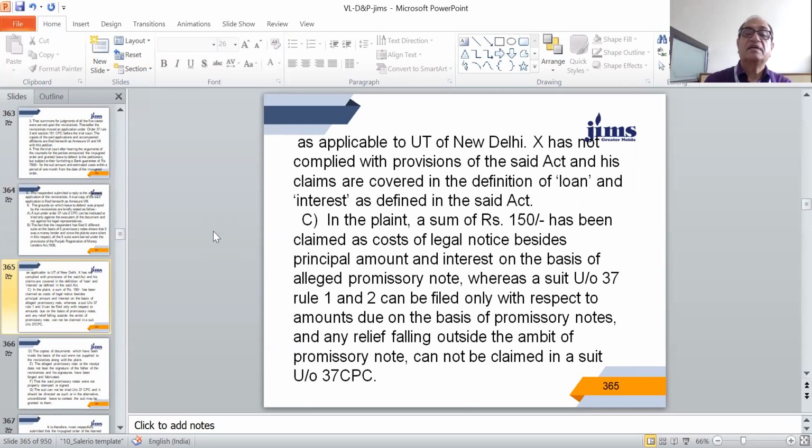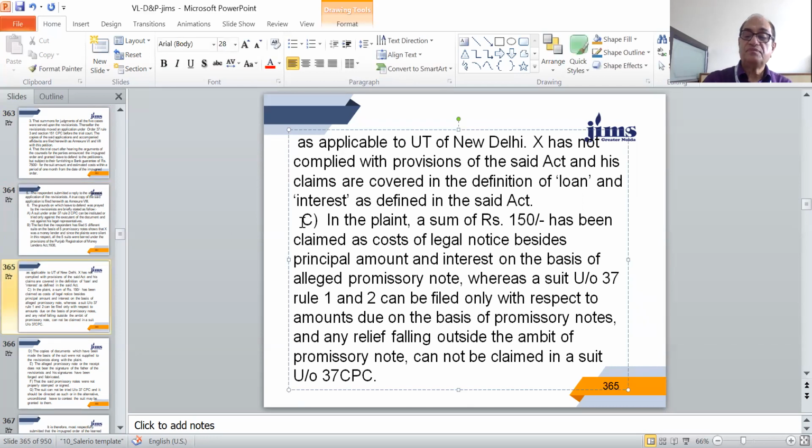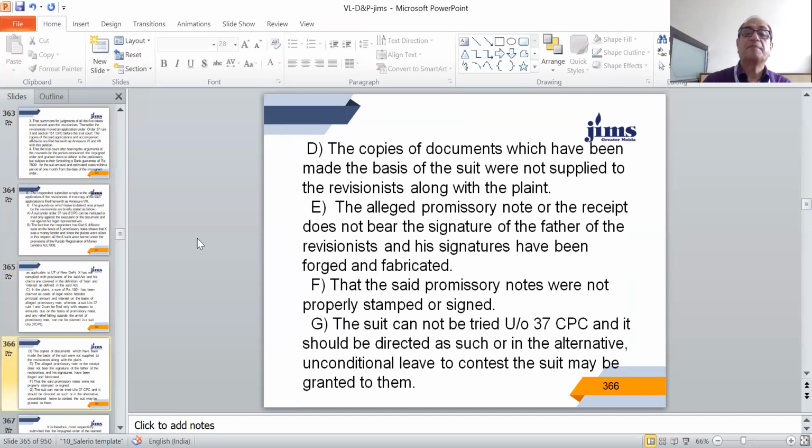Third ground is that in the plaint, a sum of rupees 150 has been claimed as costs of legal notice, besides the principal amount and interest on the basis of the alleged promissory note, whereas a suit under Order 37 Rule 1 and 2 can be filed only with respect to the amount due on the basis of promissory notes, and any relief falling outside the ambit of the promissory note cannot be claimed in a suit under Order 37 of CPC.